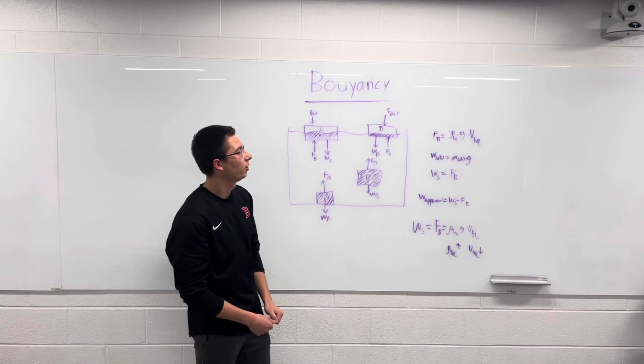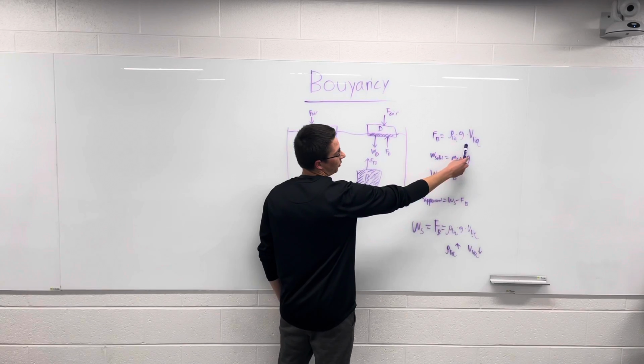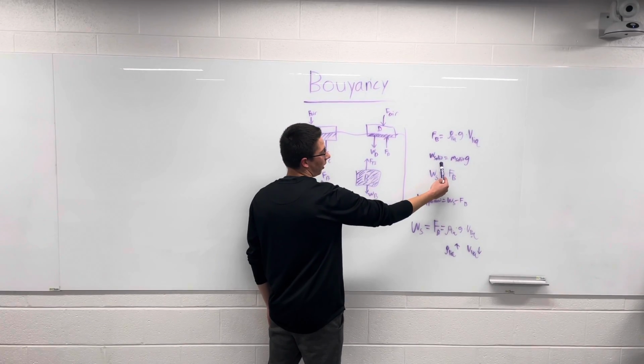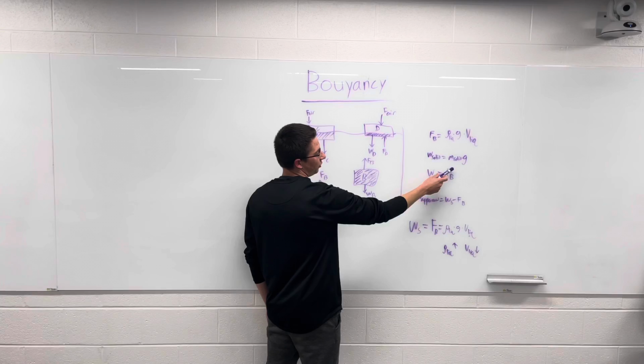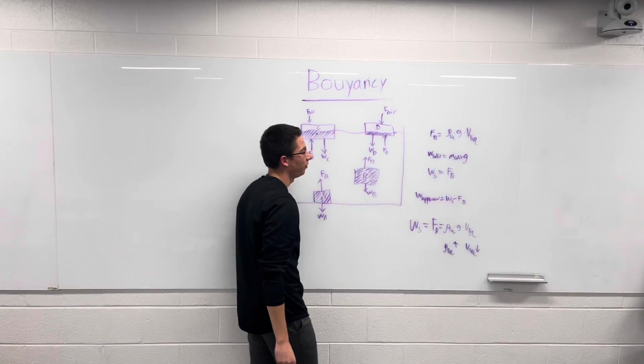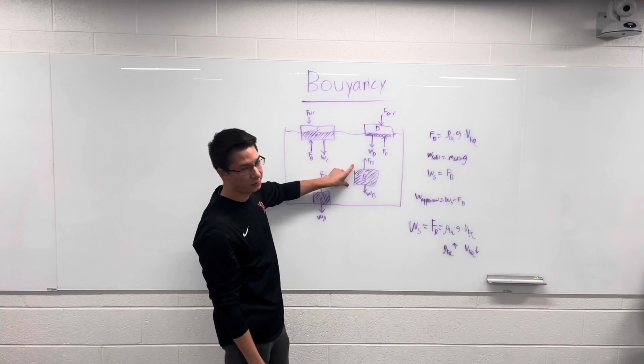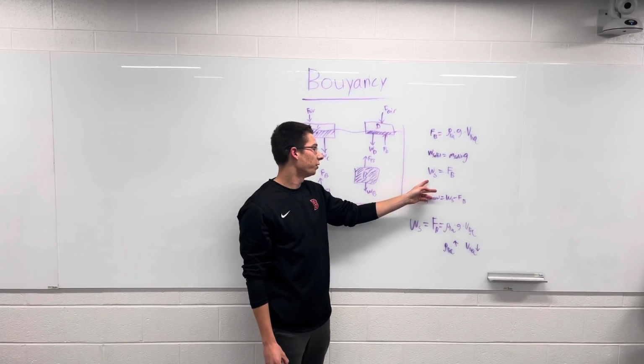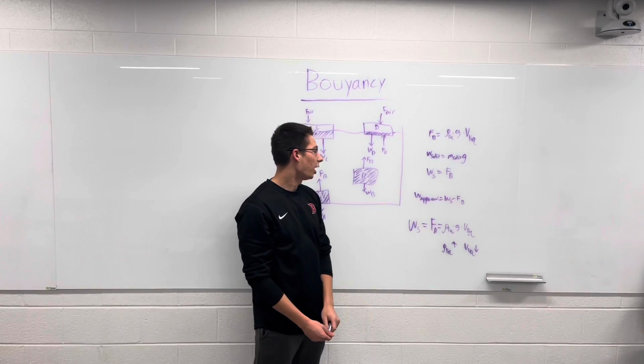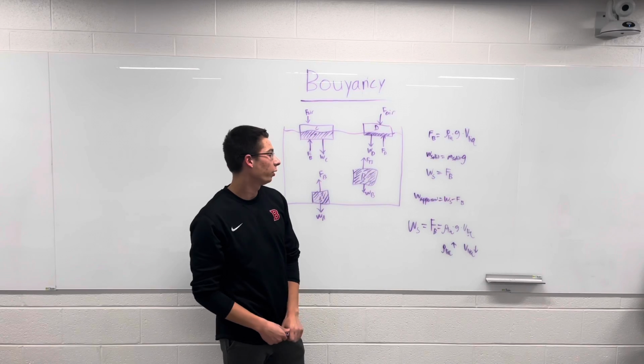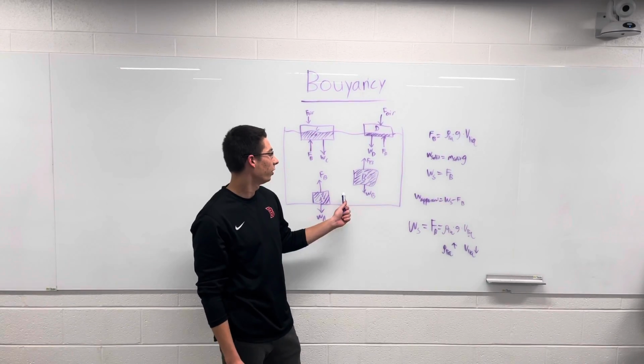So here, let's say, example block B, we have weight of B pushing down and the buoyancy force pushing up. So here we have the buoyancy equation mentioned before, and then the weight of block B, which would be the weight of the solid, which is equal to the mass of the solid times gravity. And since those are the only two forces acting on block B, the weight of the solid is equal to the buoyancy force.